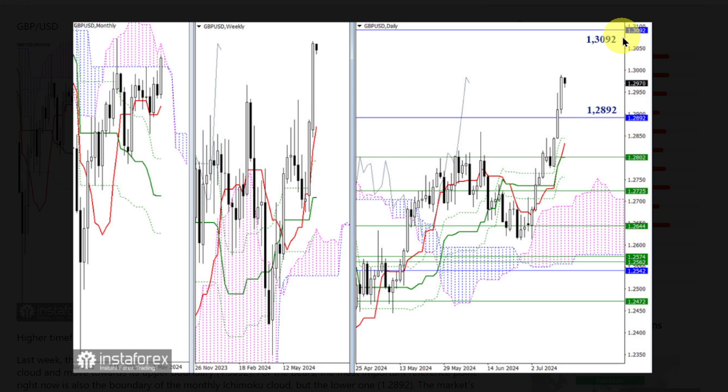For the bears, the most important reference point right now is also the boundary of the monthly cloud, but the lower one, 1.2892. The market's further progress will be determined by the interaction with the boundaries of the cloud and the ability of either side to overcome them, thereby securing a position either in the bullish or bearish territory relative to the monthly cloud.